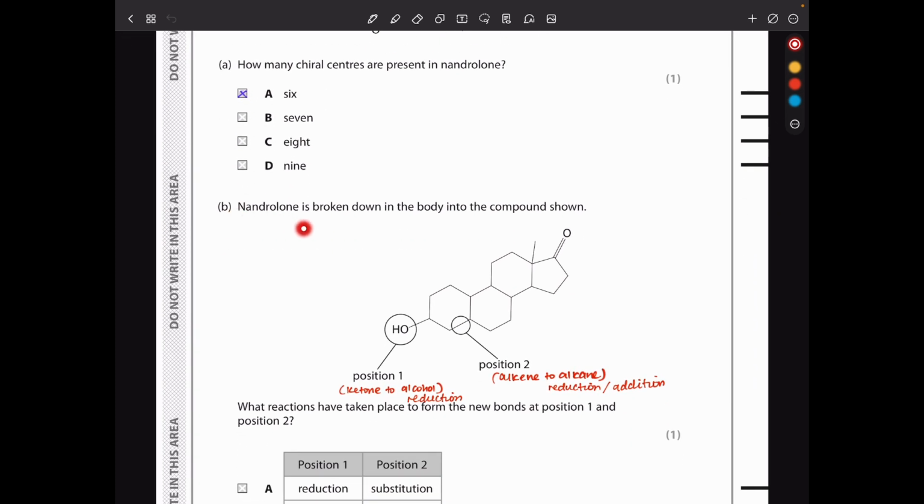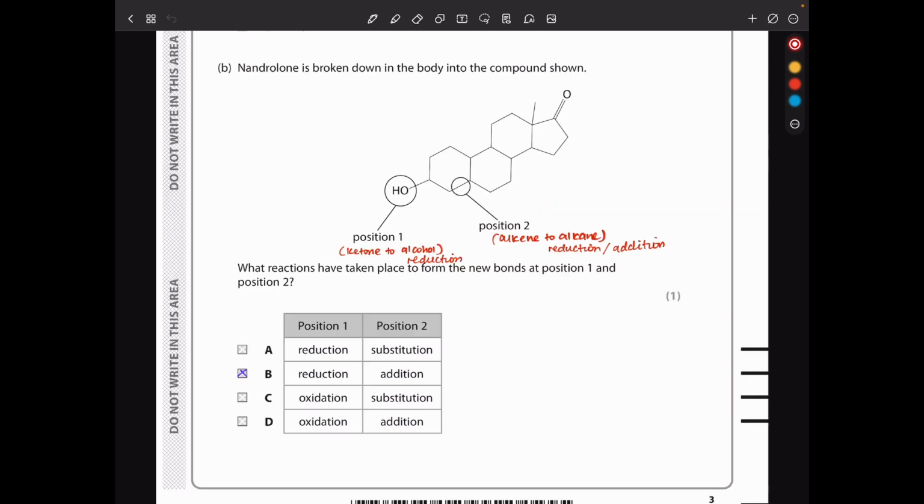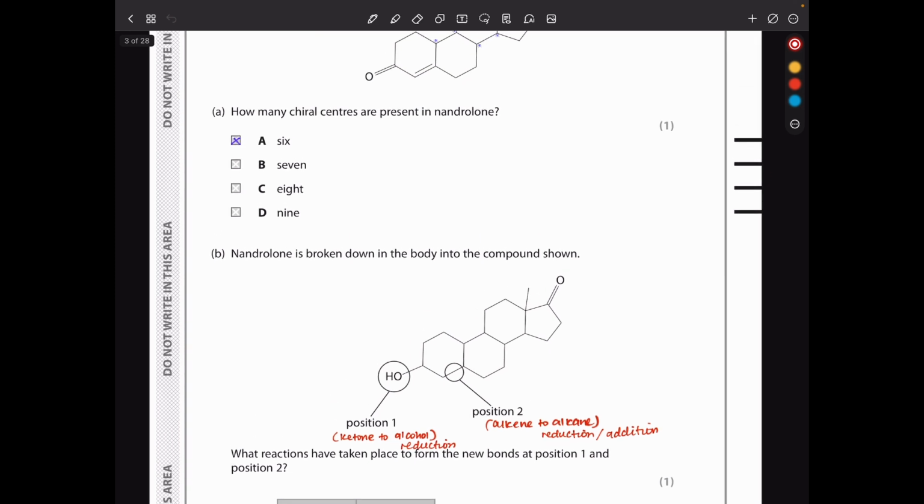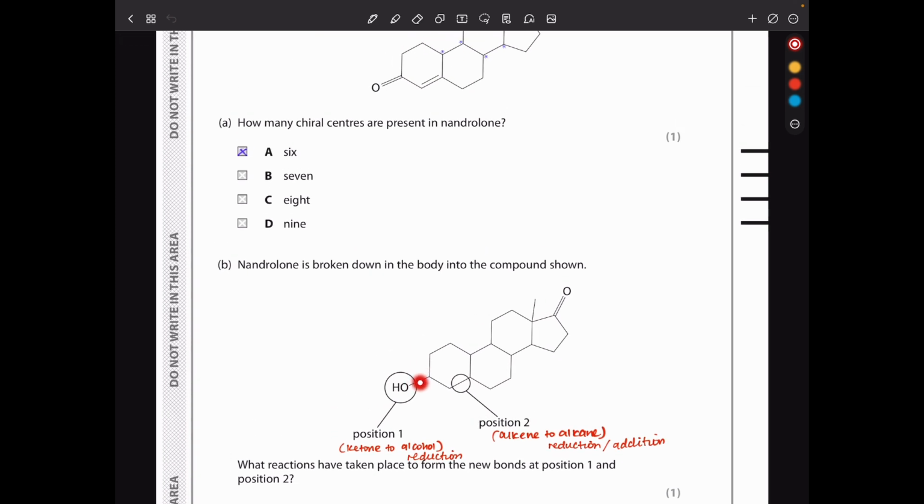Next they say nandrolone is broken down in the body into a compound shown here. They say what reactions have taken place to form the new bond at position 1 and position 2. If we go back to compare with the structure, at this position we had a carbon-oxygen double bond, and it's been converted from a ketone to an alcohol, meaning a reduction has occurred. So reduction from a ketone to an alcohol, which is a secondary alcohol.